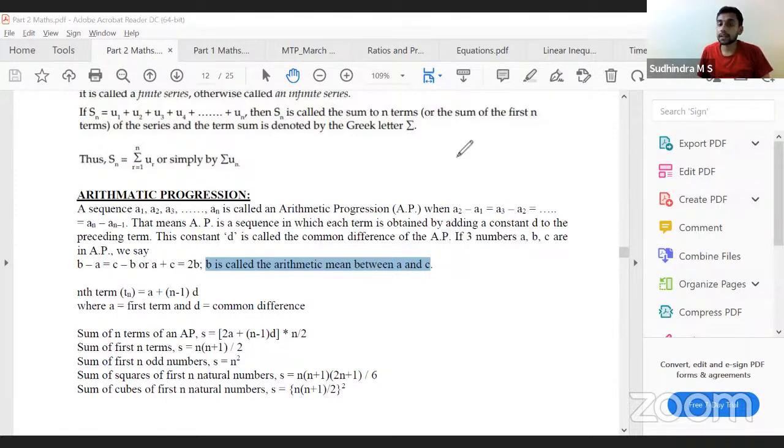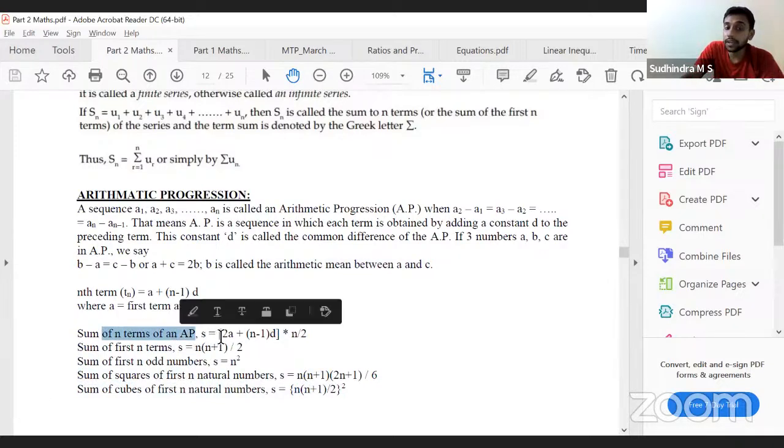A plus n minus 1 into d, where a is the first element, n is the total number of elements, and d is the common difference. So the sum of the first n terms of an AP, these are important: 2a plus n minus 1 into d, into n by 2.